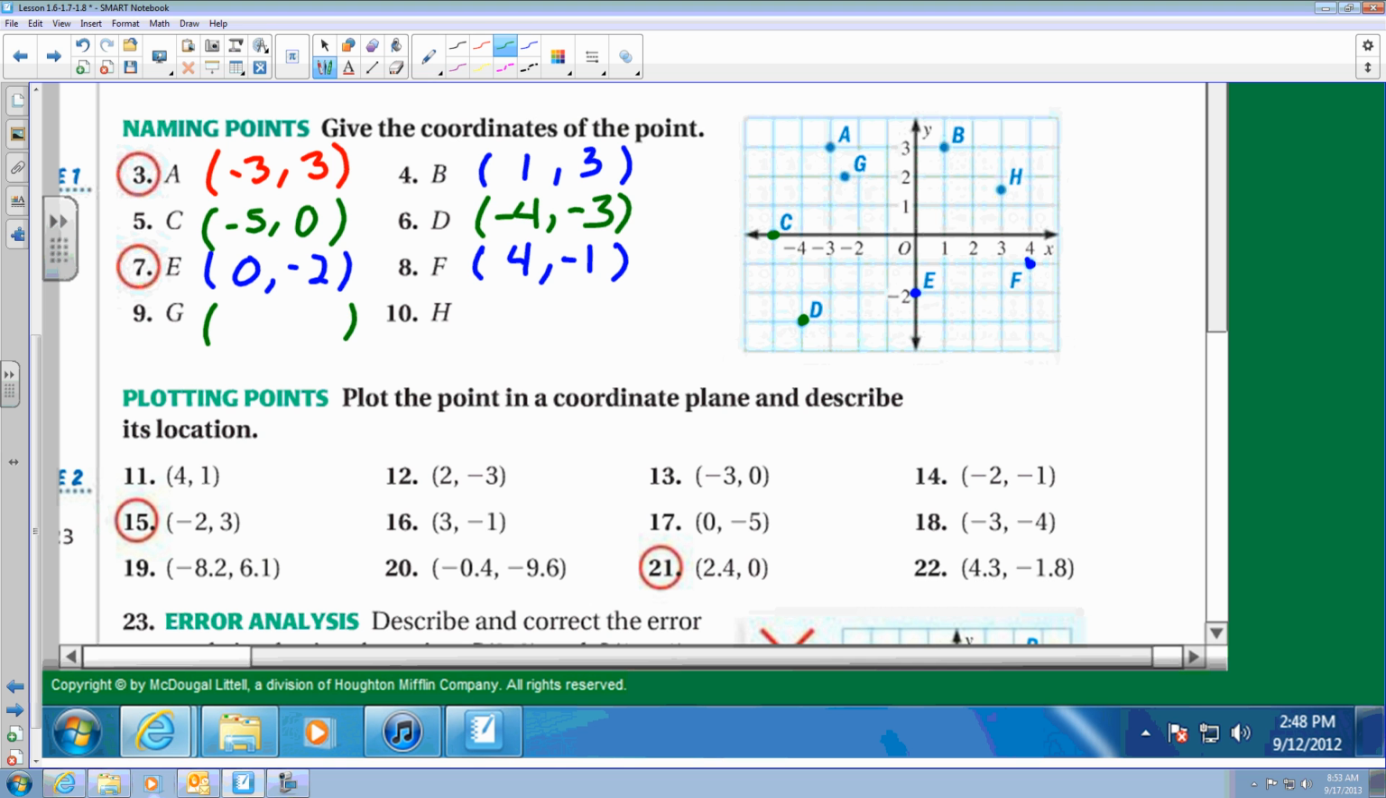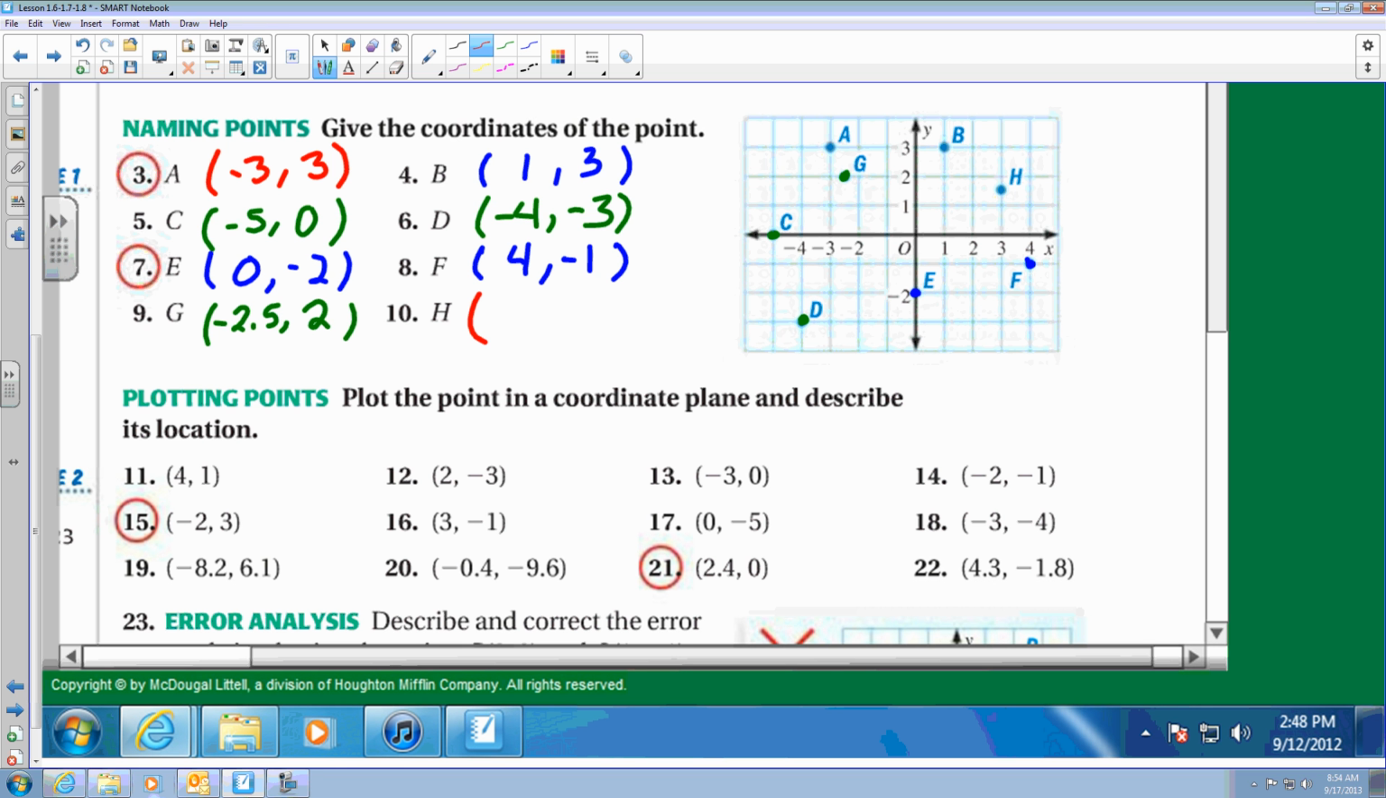For G, I have located right here, and it goes to the left in an x value, but it's in between negative 2 and negative 3. So I can say that the x coordinate is going to be a negative 2.5. That coordinate's not an integer, but it's in between there, and we can estimate that. And it goes up 1, 2 units.